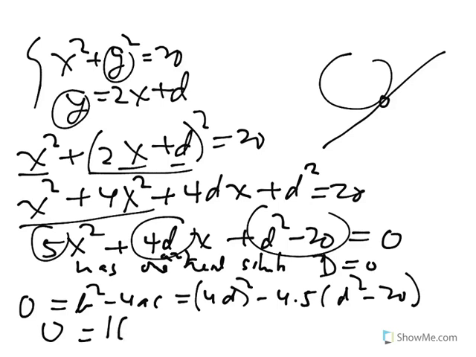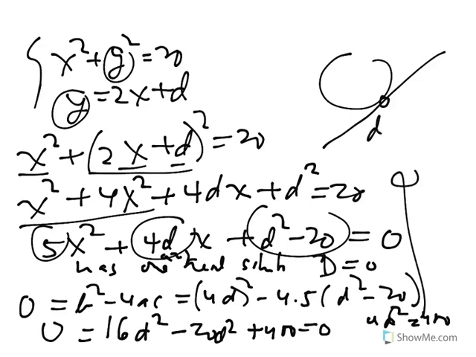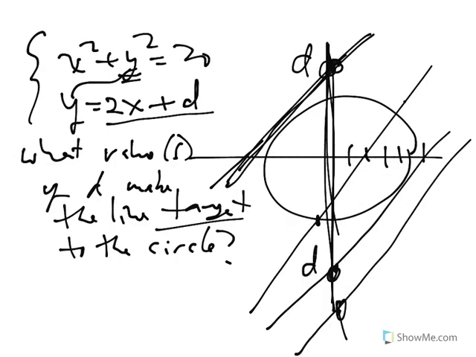Continuing with this equation, I get 16d squared minus 20d squared plus 400 equals 0. This turns into 4d squared equals 400. So d squared equals 100. So d could be plus or minus 10. So coming back to here, it means that this could be 10, and this one would be minus 10. Those are the two answers to that question. D either equals plus or minus 10. Those are the two values.